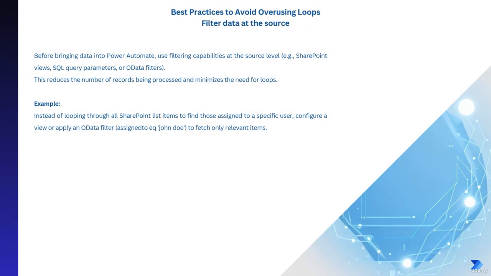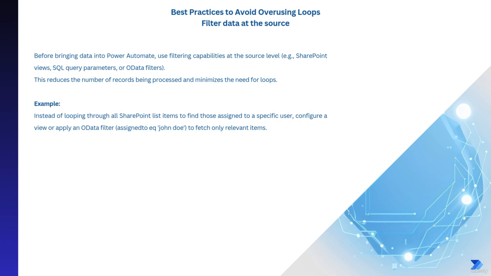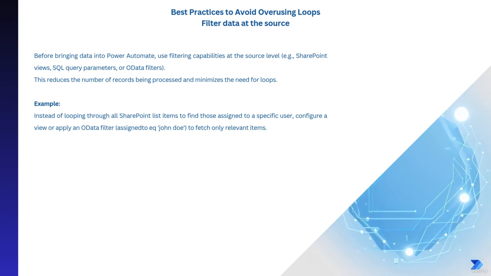Best practices to avoid overuse of loops. Filter data at the source. Before bringing data into Power Automate, use filtering capabilities at the source level, e.g., SharePoint views, SQL query parameters, or OData filters. This reduces the number of records being processed and minimizes the need for loops. Example: instead of looping through all SharePoint list items to find those assigned to a specific user, configure a view or apply an OData filter, assigned to equals John Doe, to fetch only relevant items.